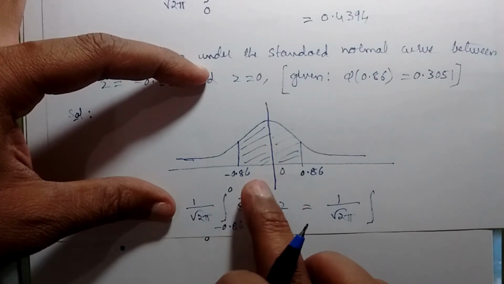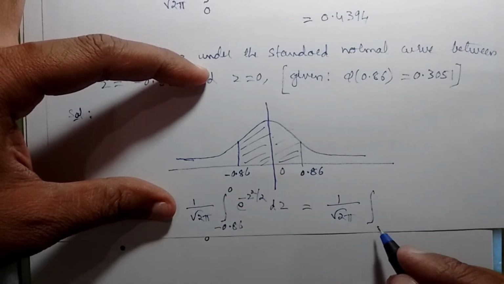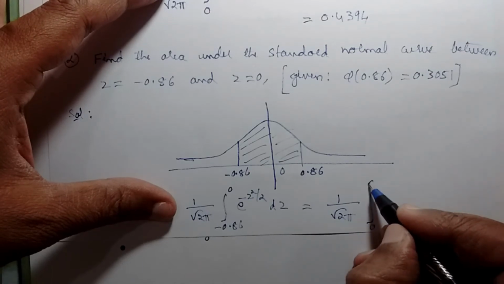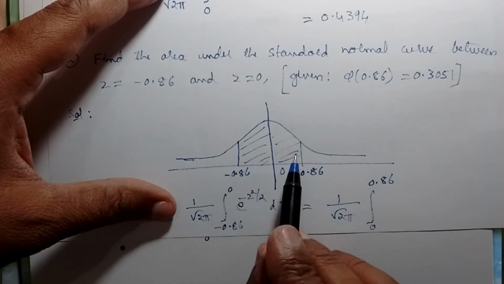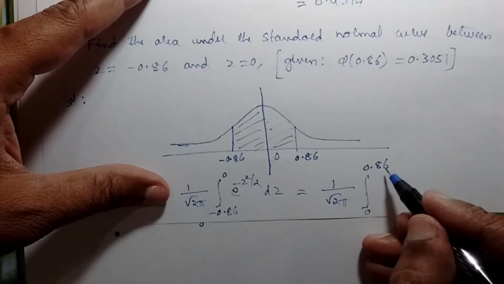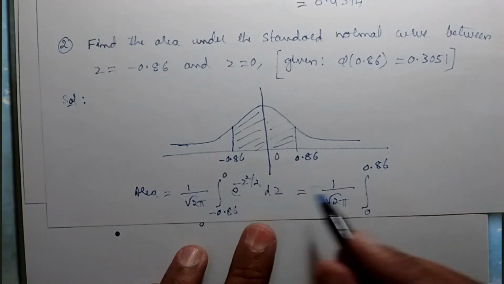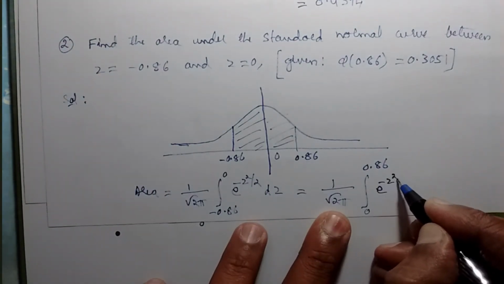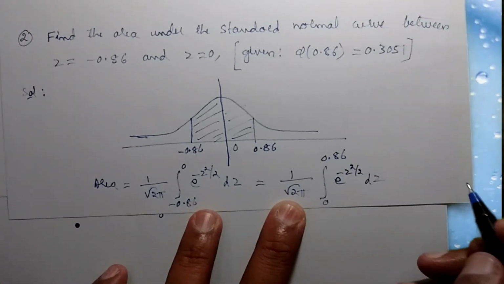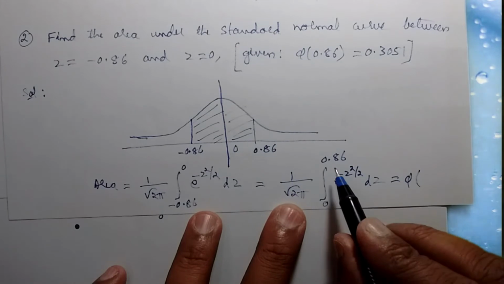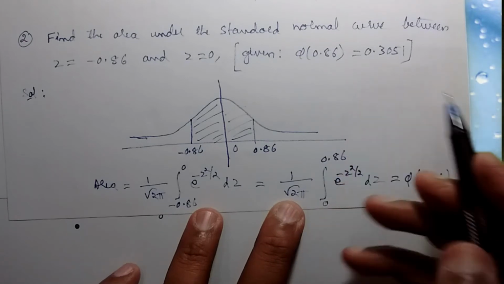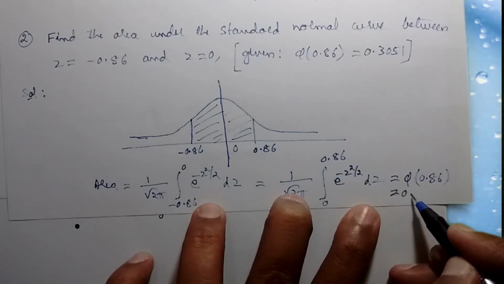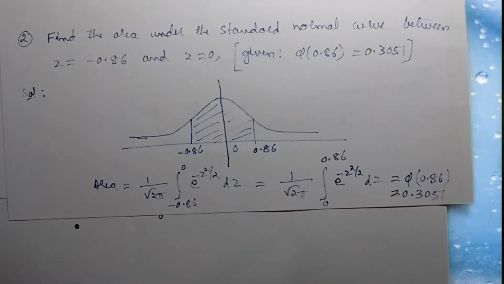So instead of taking minus 0.86 to 0, we will take 0 to 0.86, because the curve is symmetrical about the axis. So the area on the left hand side and the area on the right hand side are the same, therefore we will take 0 to 0.86. And the function, e power of minus z square by 2 into dz, will be as it is. So this represents your phi of z value. Z is 0.86. But what is phi of 0.86? It is nothing but 0.3051. That is the required solution.